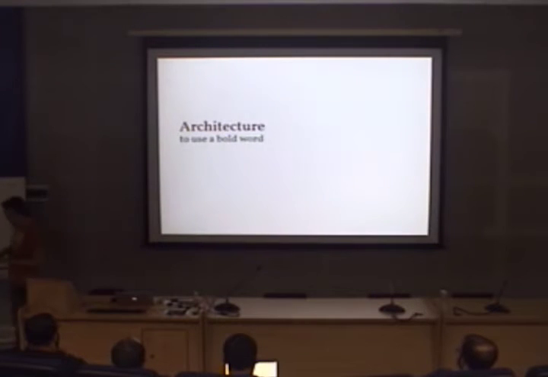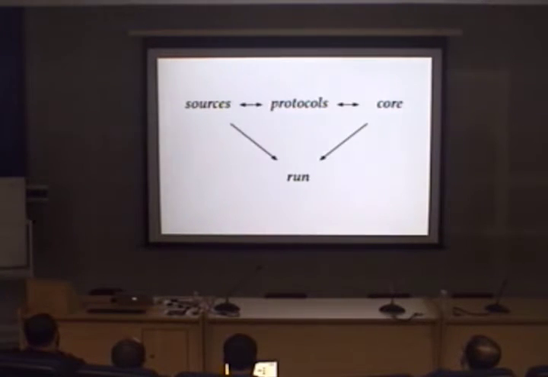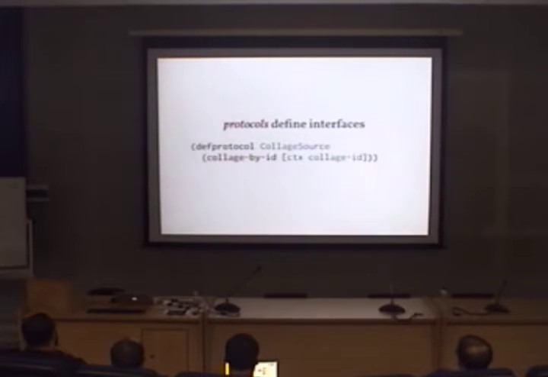Architecture. We decided to divide Ogrom into 4 parts. I will discuss each of them briefly. Let's start with protocols. Protocols is the thing which defines interfaces behind which we hide our data sources. For example, here we define an abstract interface which will return a collage given an ID of a collage. Collage is our internal name for an outfit made from multiple fashion products.